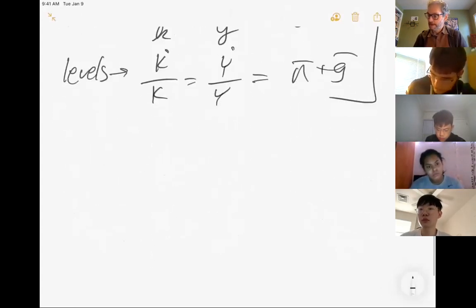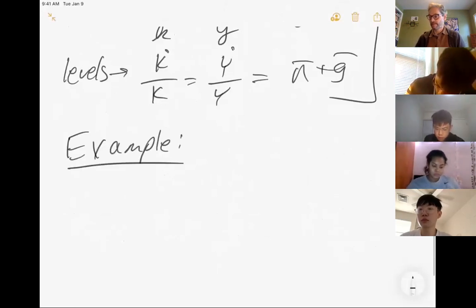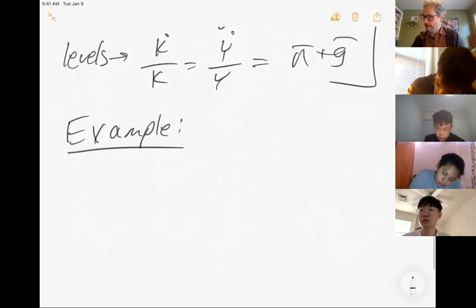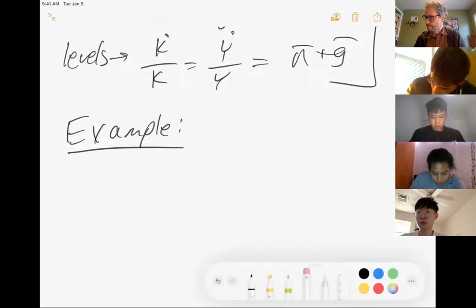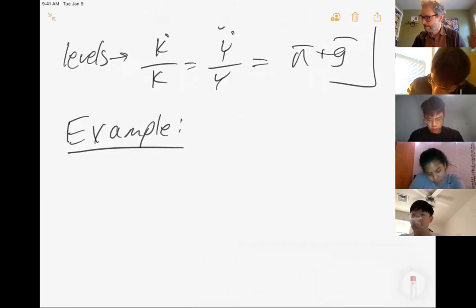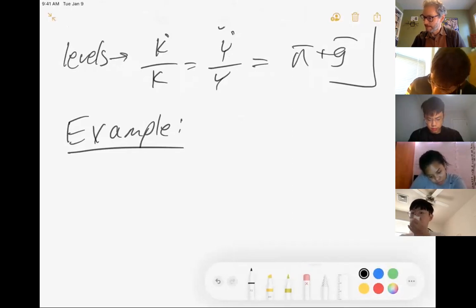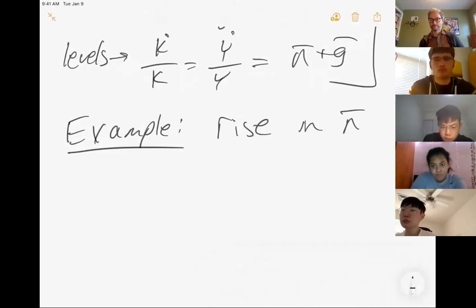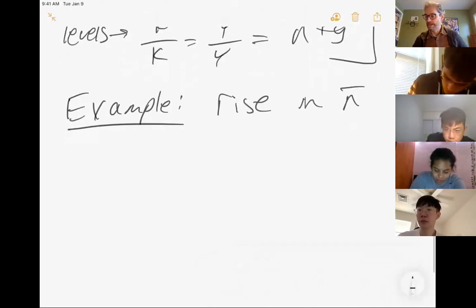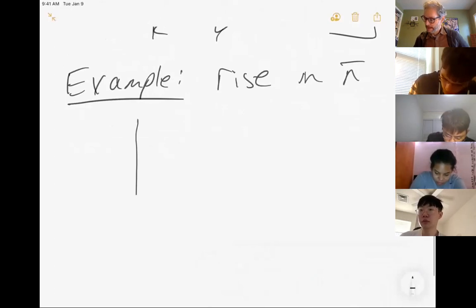So let's do an example here. I did an example yesterday afternoon about a change in the savings rate. Let's do an example here. Let's say there's a rise. No, let's do a fall. No, let's do a rise. I'm indecisive this morning. Let's say that there's a rise in N bar. In other words, there's an increase in population. How's that going to impact our model?